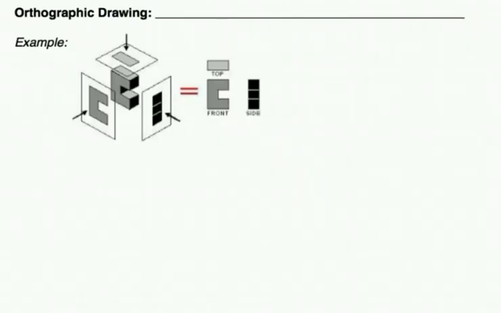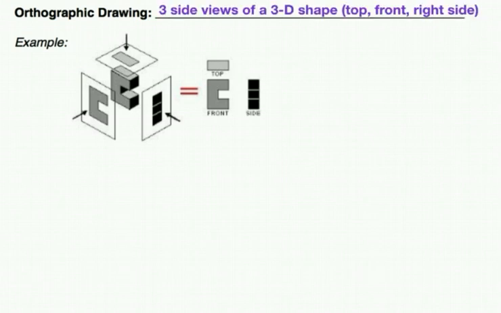Next, we're going to talk about how to create an orthographic drawing. Go ahead and copy down the following definition. An orthographic drawing is actually taking a three-dimensional shape and splitting it into 3 side views. One view from the top, one view from the front, and one view from the side. So this is an example of an orthographic drawing breaking down this figure here.